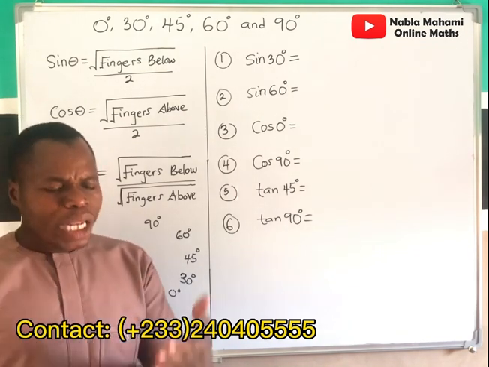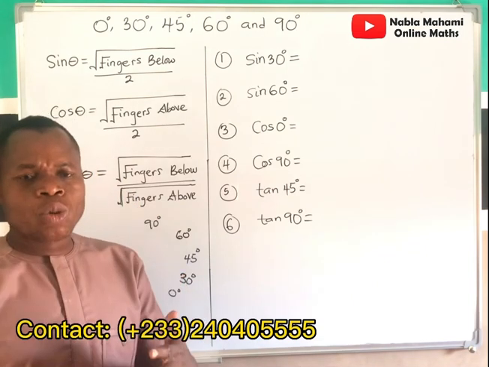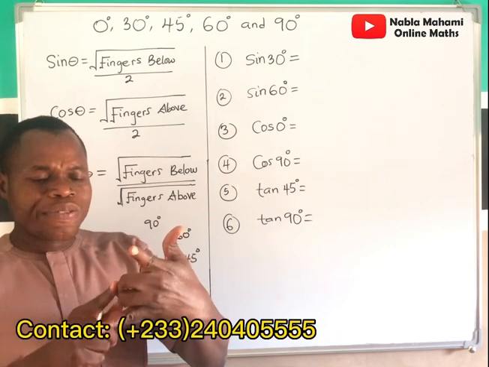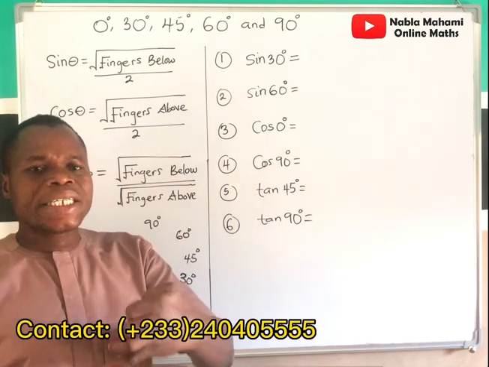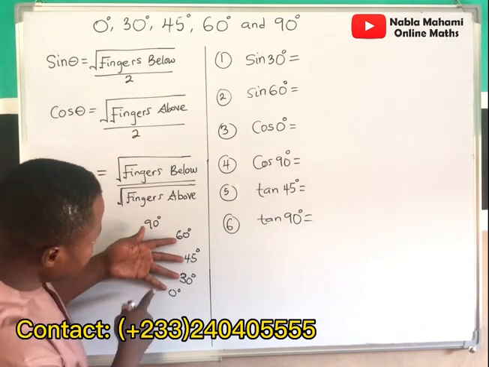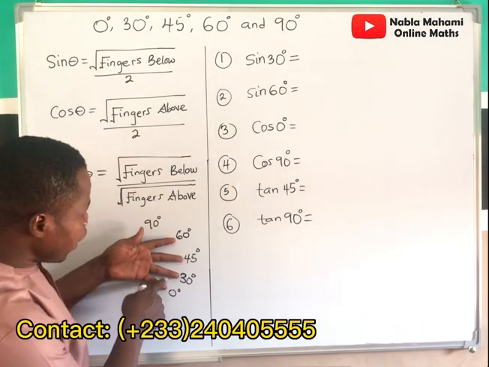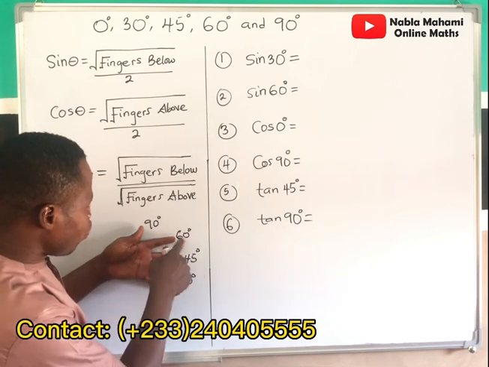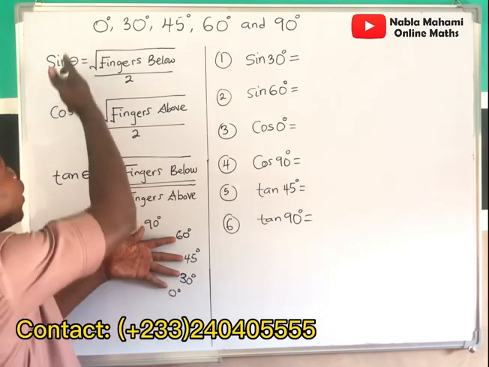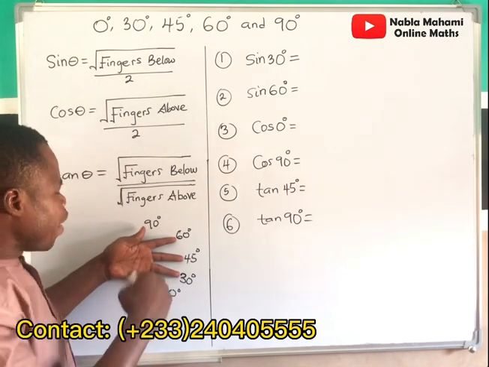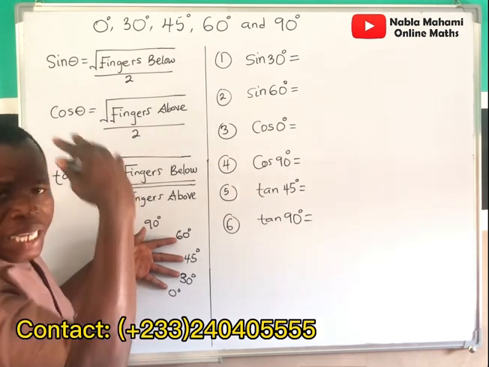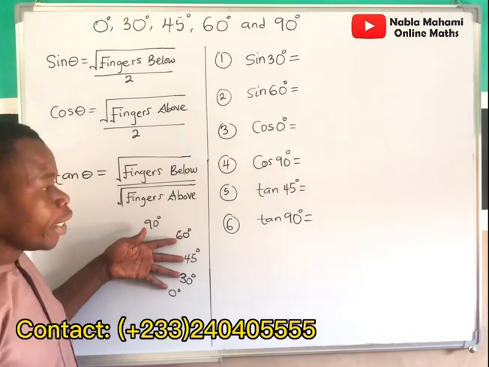And now, each of these fingers represents a particular angle. This finger is 0 degrees, this is 30 degrees, this is 45 degrees, this is 60 degrees, and this is 90 degrees. So if I stretch it on this particular diagram, you see that this finger points to 0 degrees, this points to 30 degrees, this points to 45 degrees, this points to 60 degrees, and this points to 90 degrees. So anytime they are asking you to find any of these angles using these ratios, you bend the finger that points to the angle that you are going to evaluate, and then you consider the fingers above and the fingers below, depending on the ratio that you are using.